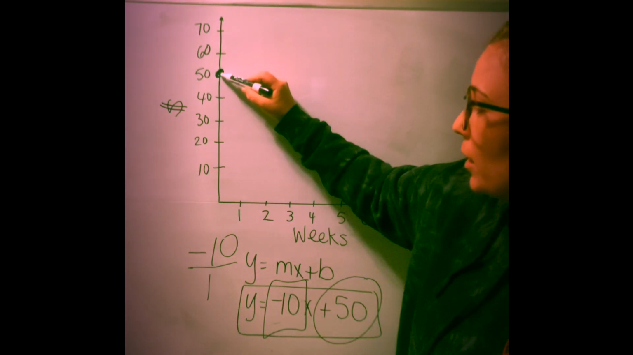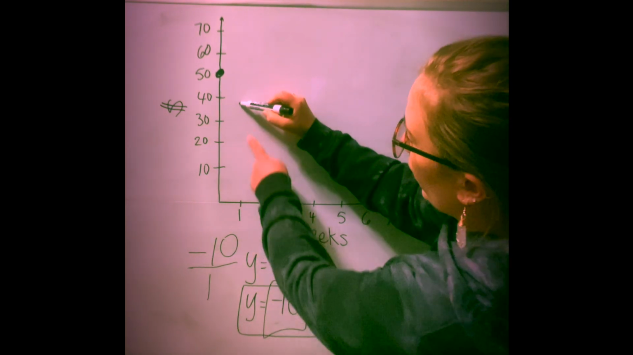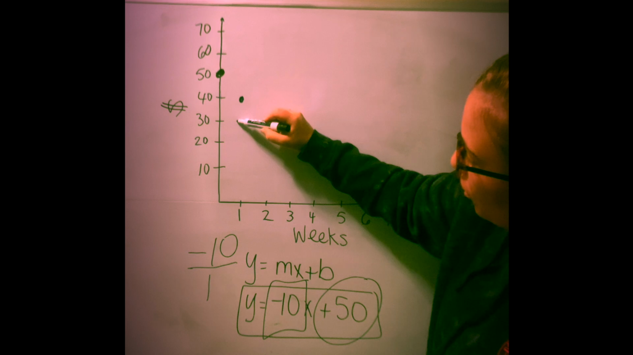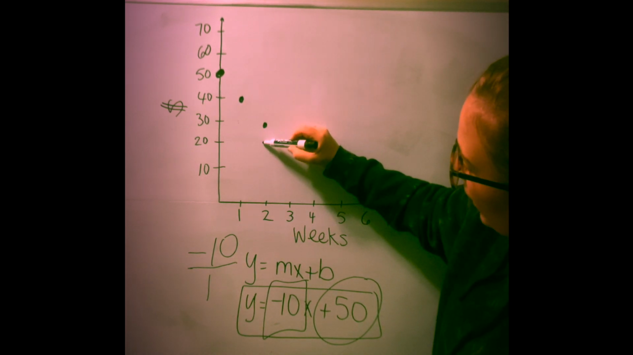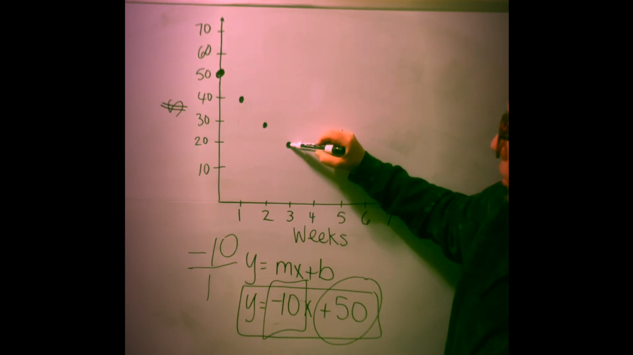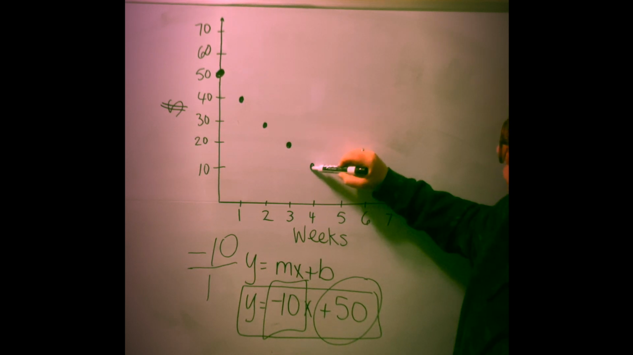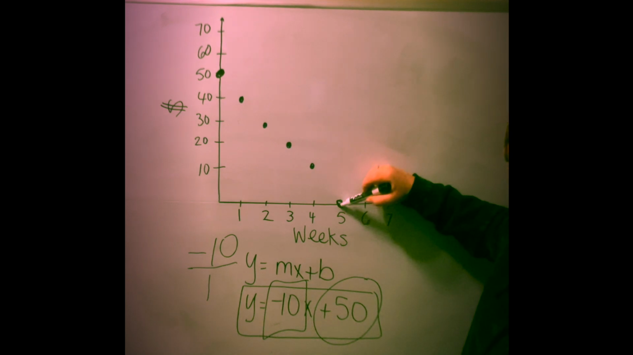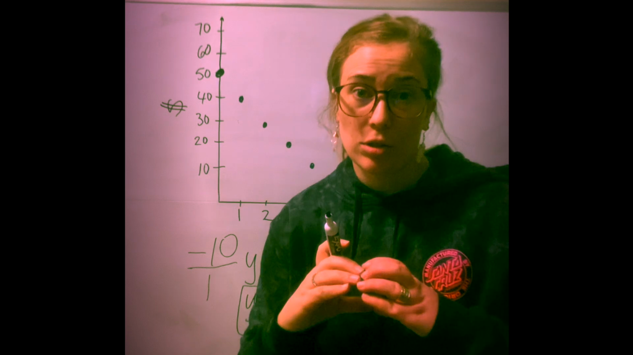So from here, since it's negative, we go down 10 over 1. Continue that line. Down 10 to 30 now for week 2. Down 10 to $20 now for week 3. Remember, it's always 10 down, 1 over. 10 down would be 0, 1 over. So that means by the 5th week, I will have $0.